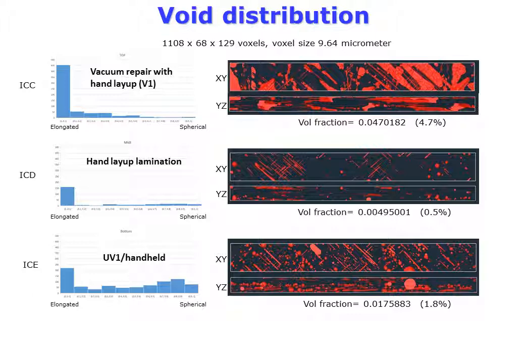It is of interest that vacuum repair with hand layup gives very high void density, almost 5%, and a lot of elongated voids. Handheld ultraviolet curing also leads to relatively high void density, almost 2%, and many round voids.